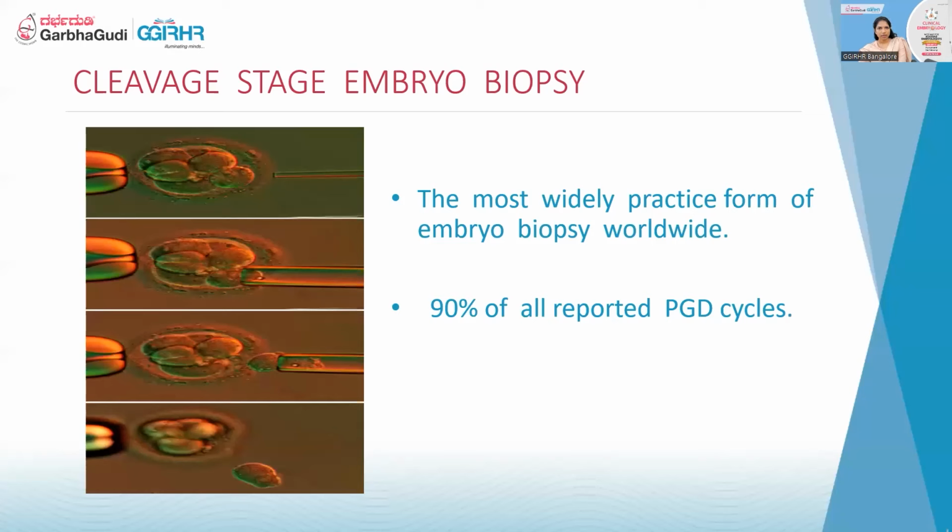Here you can see that the zona will be a little bit thinner than in the polar body biopsy, where the zona will be thicker and the perivitelline space will not be there. Here you can see a good space around the embryo, around the blastomeres. You can select one blastomere, aspirate, pull it outside, and then you can tube it. This embryo will be frozen for this cycle. When the report is out, whichever embryo is good, only that embryo we are going to thaw, take to the blastocyst stage, and then transfer.